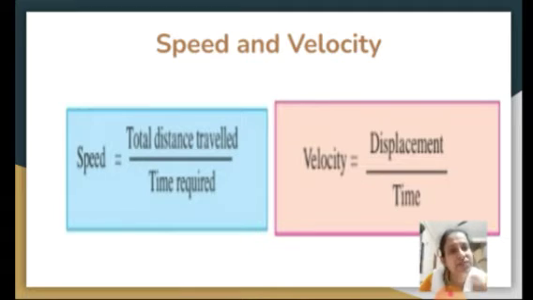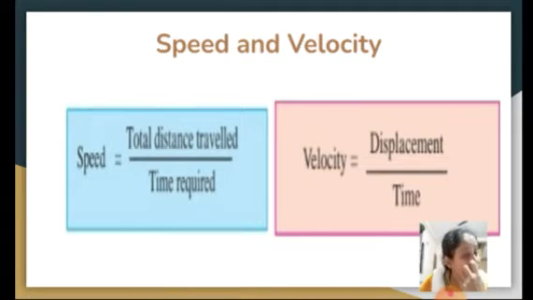Next is velocity. What is velocity? Velocity is the actual distance travelled in a particular direction in a given time, or in unit time. Again I will repeat, it is the distance travelled in a particular direction by an object in unit time.